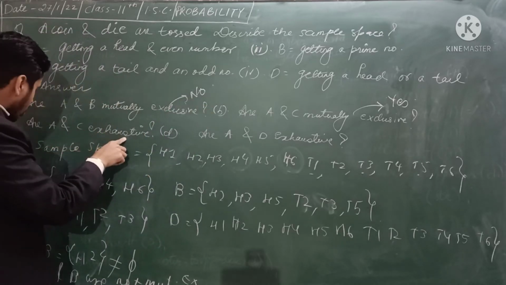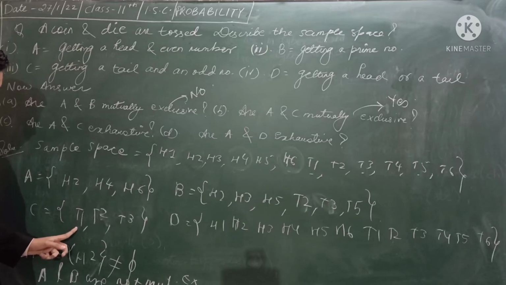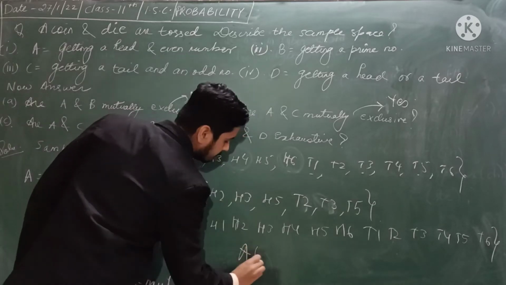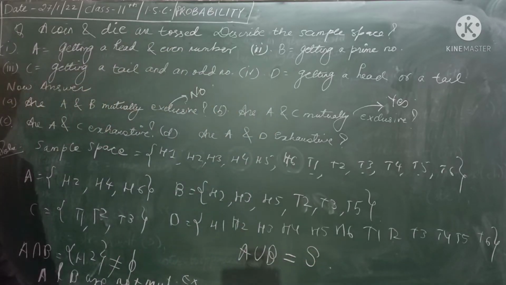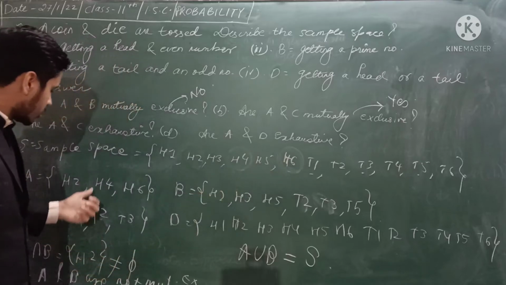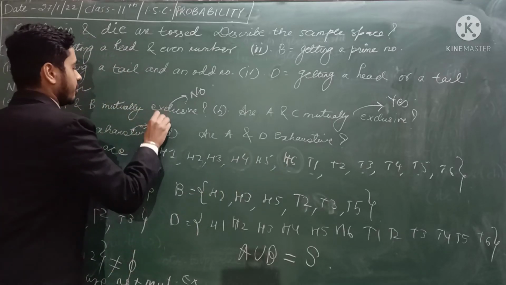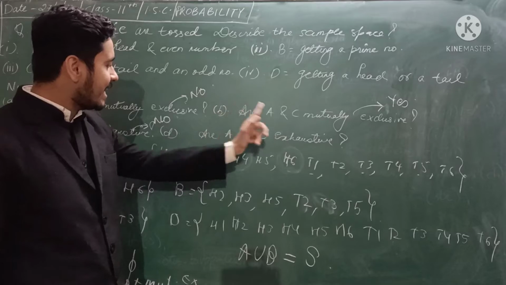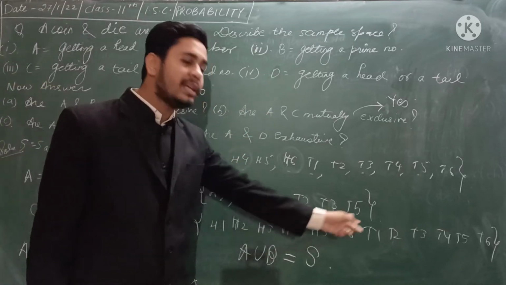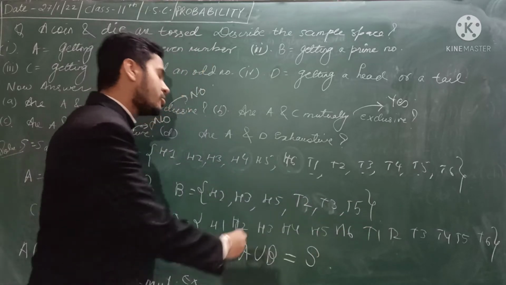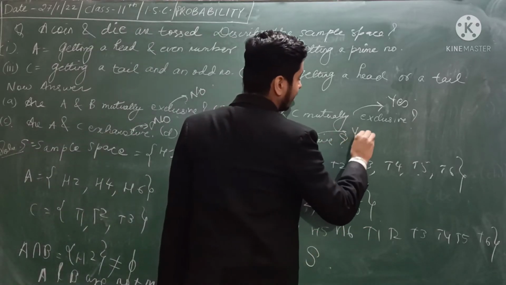Are A and C exhaustive? So A and C, are they exhaustive cases? Exhaustive means A union C should be equal to the whole sample space S. Okay. So what can we say? That these two are not giving the whole result, so they are not exhaustive. And are A and D exhaustive? As D is already the whole sample space, definitely it is an exhaustive case.